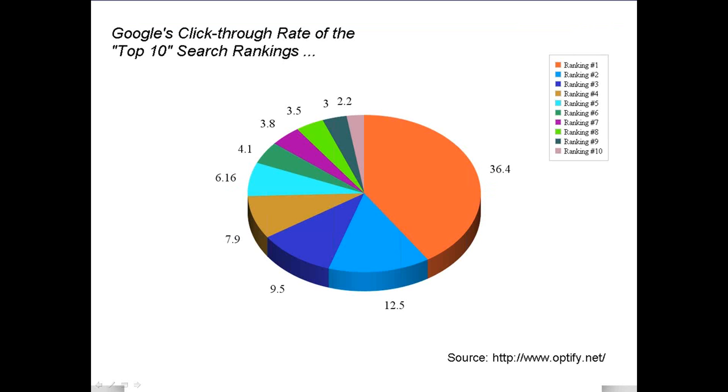But you can see, number one, 36.4% of the traffic. Number two, 12%. Number three, almost 10. You add that up, 36 plus 12 is 48, plus almost 10, so almost 60% of the traffic is going to the top three positions. So it's important that we get into the top spots.